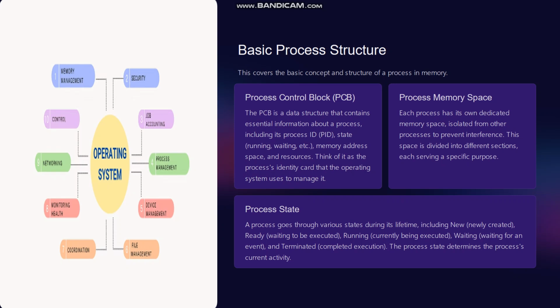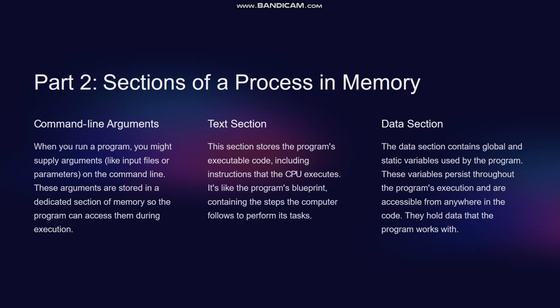Process memory storage. Each process has its own dedicated memory space, isolated from other processes to prevent interference. This space is divided into different sections, each serving a specific purpose. Process state. A process goes through various states during its lifetime, including new (newly created), ready (waiting to be executed), running (currently being executed), waiting (for an event), and terminated (completed execution). The process state determines the process's current activity.